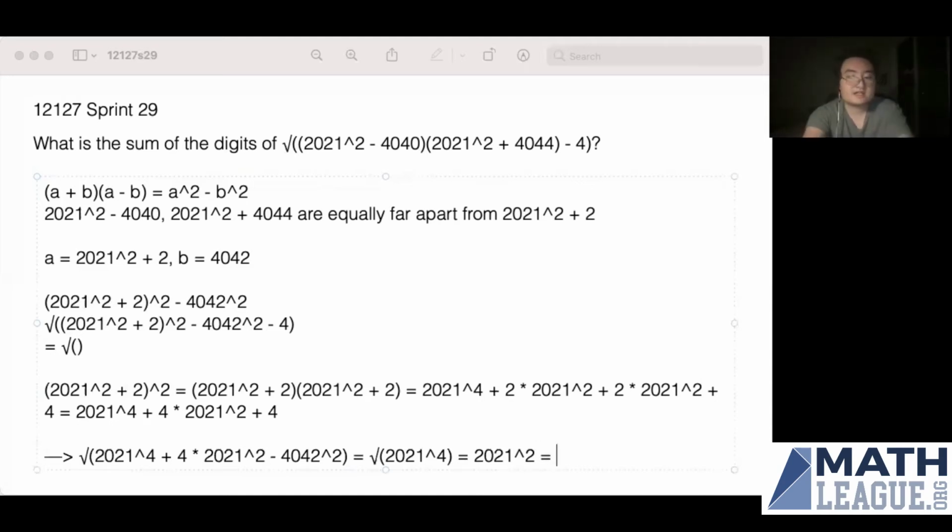So we calculate that. That's going to be 4084441. The sum of the digits, which is just 4 plus 8 plus 4 plus 4 plus 4 plus 1, that's 25. Voila. And we're done. But wait, there's more. So here's another way. And this is the one that came up in the solutions that were sent out to the contestants.